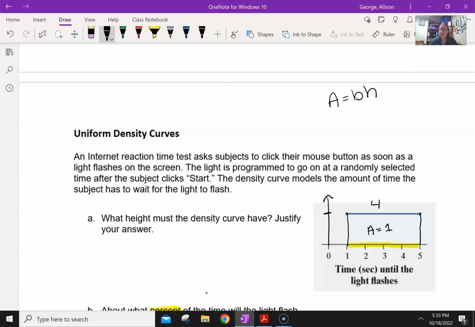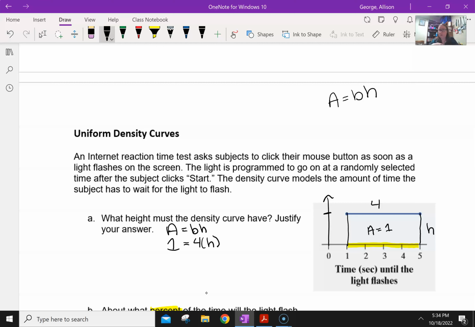What we don't know is the height. We don't have a scale on our y-axis. In fact, they didn't even give us a y-axis when we started the problem. But since we know that the area under the curve always is 1, and we know our base, we can work backwards using our area of a rectangle formula to calculate it. So we know the area has to equal the base times the height. We know if it's a density curve, the area is always 1. Our base, we just counted and figured out, is 4. And what we're trying to solve for is h.